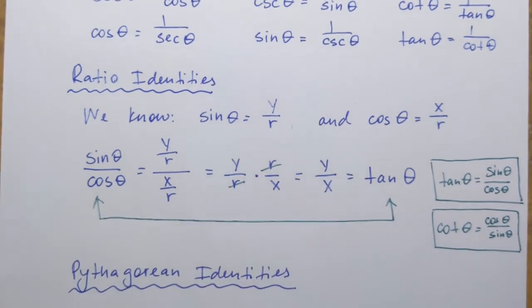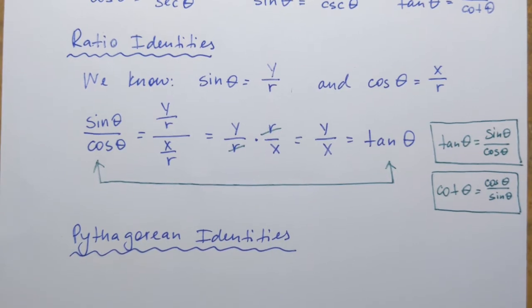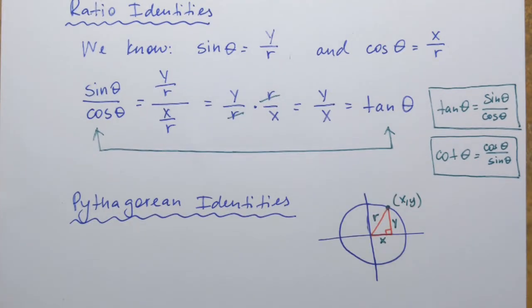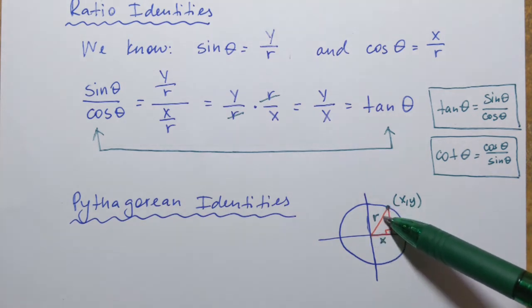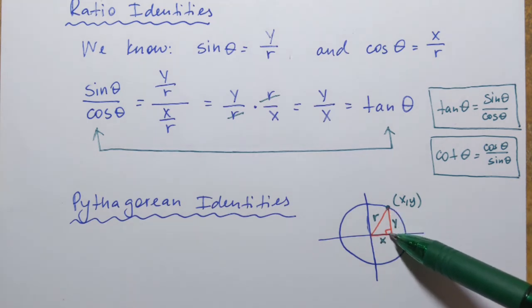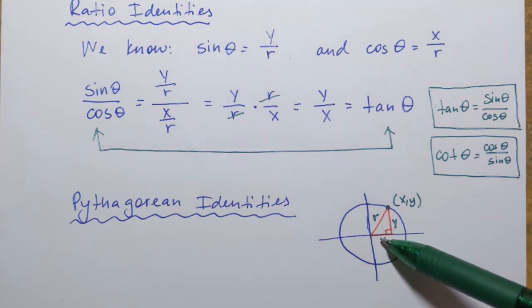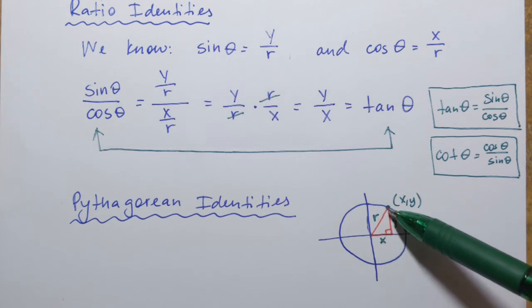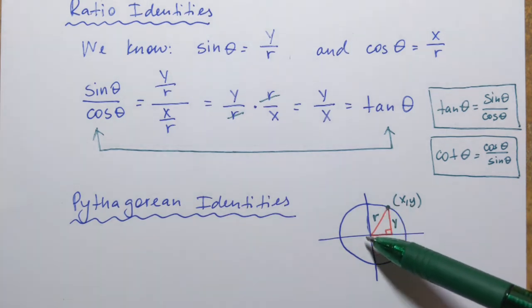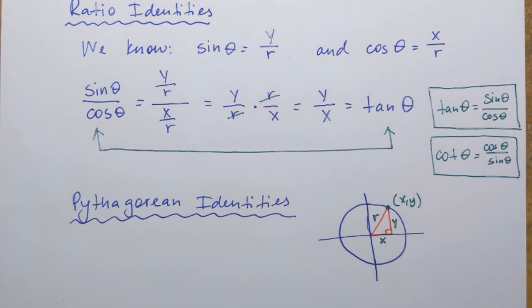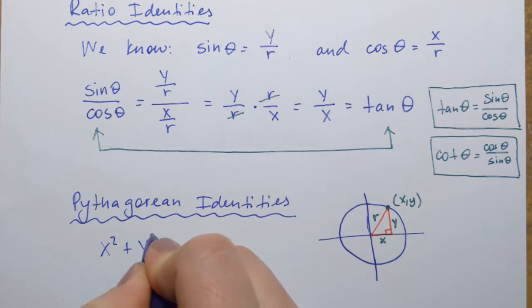There are also several identities that are based on the Pythagorean theorem. As you remember, if we pick a point on a circle and connect that point with the center of the circle, that creates a radius, and then we construct a right triangle with the sides x and y and r. Then the sides of this triangle, and therefore the coordinates of the point and the radius, can be connected by the Pythagorean theorem. What I'm talking about here is the equation x squared plus y squared equals r squared. That is the Pythagorean theorem applied to the triangle.